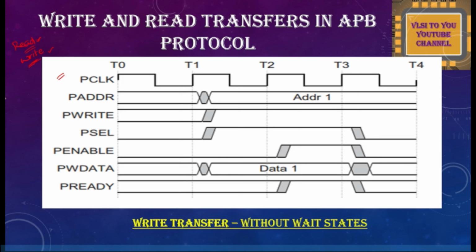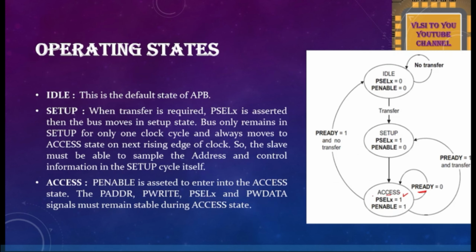So while studying the timing diagrams in APB, there are two kinds of things, read transfer and write transfer. Again, in read and write transfers there are two different cases, with wait and without wait, that means a waiting transfer. As we already discussed in the previous session, if PREADY equals 0, then the bus will be in the waiting state. If PREADY equals 1, then the actual transfer takes place.